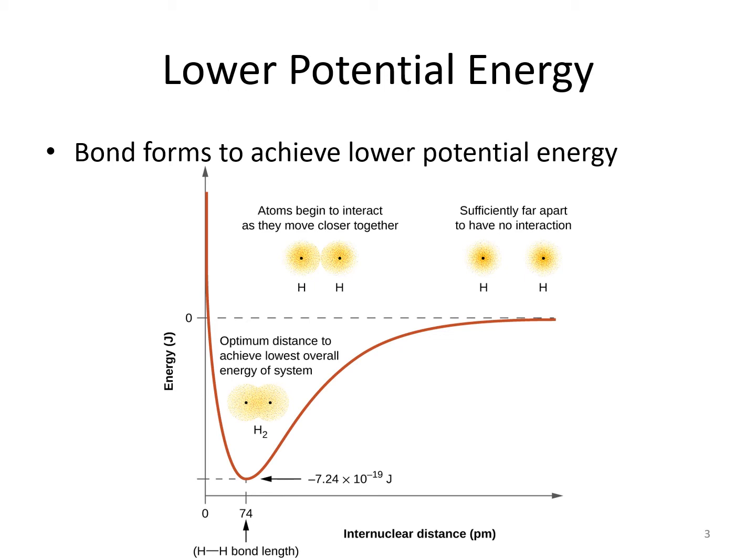When atoms are too far apart, they don't have attraction for each other's nuclei, and a bond does not form. When atoms are too close together, there is too much electron-electron repulsion between one atom and another. At just the right distance, there will be optimal attraction for each other's nuclei and minimal electron-electron repulsions.